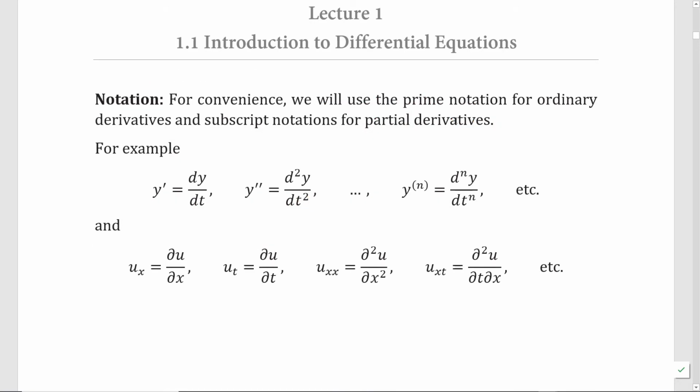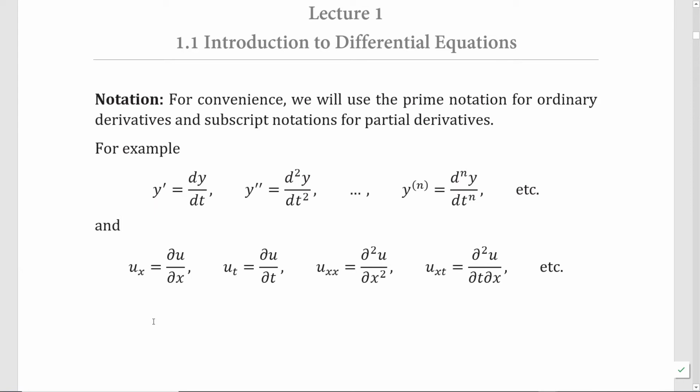PDE. Notation. For convenience, we will use the prime notation for ordinary derivatives and subscript notation for partial derivatives. For example, y prime would stand for dy/dt, and y double prime would denote d²y/dt², the second derivative of y with respect to t, and y superscript n enclosed in parentheses would denote the nth order derivative of y with respect to t.